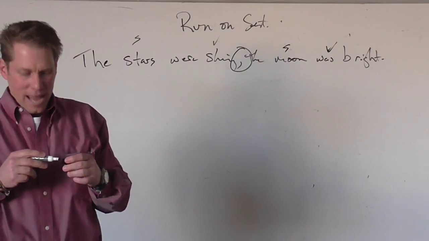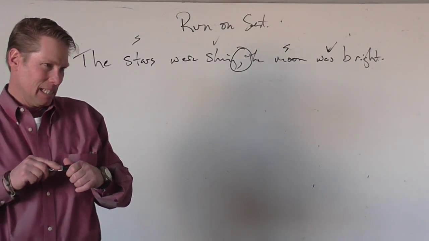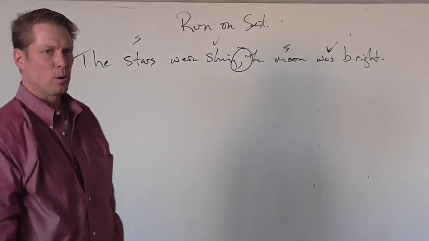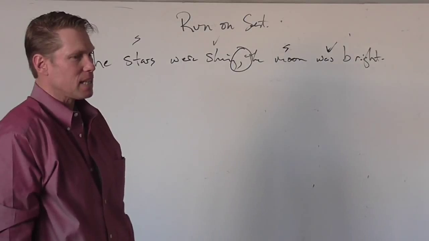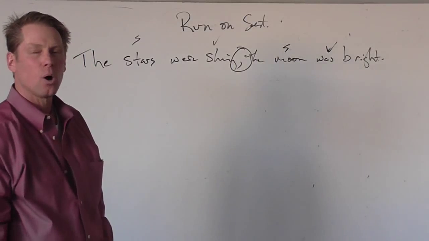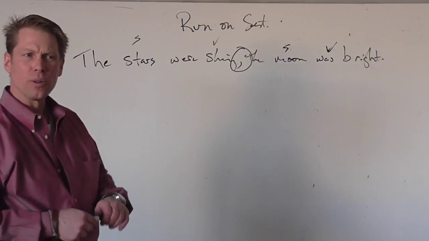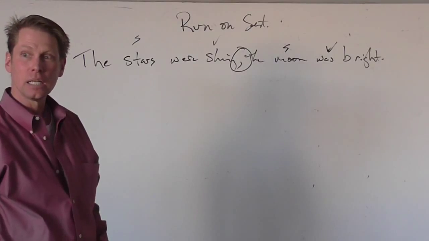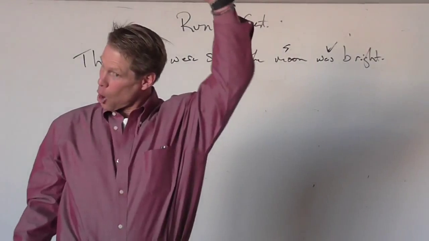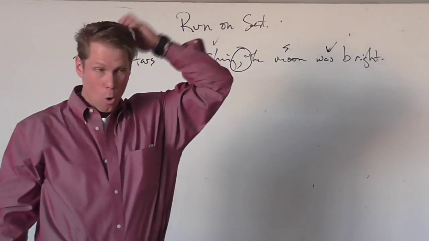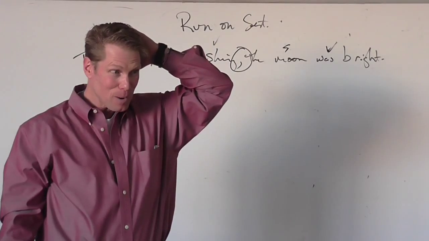Uh-oh! Wait a minute. The stars were shining, comma, the moon was bright. Boy, oh boy, I hope everybody's now watching my whiteboard closely. What's wrong with that? What's it called? I don't know what it's called. Conjunction? No? McGee? No. I was ready to give plus points for anybody that knew this.